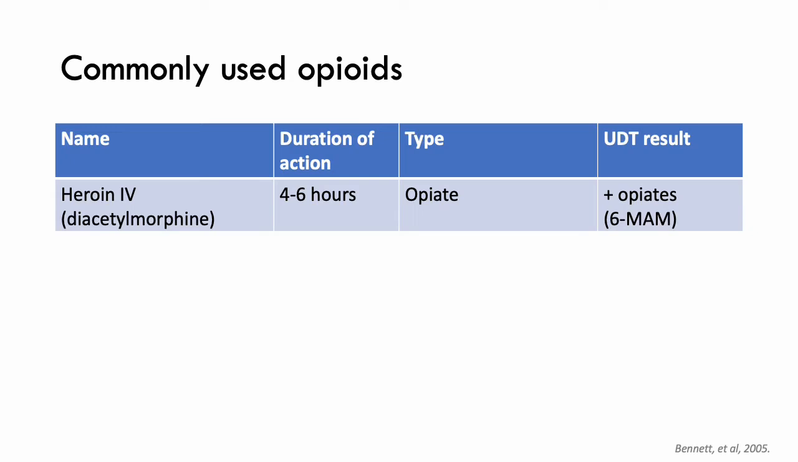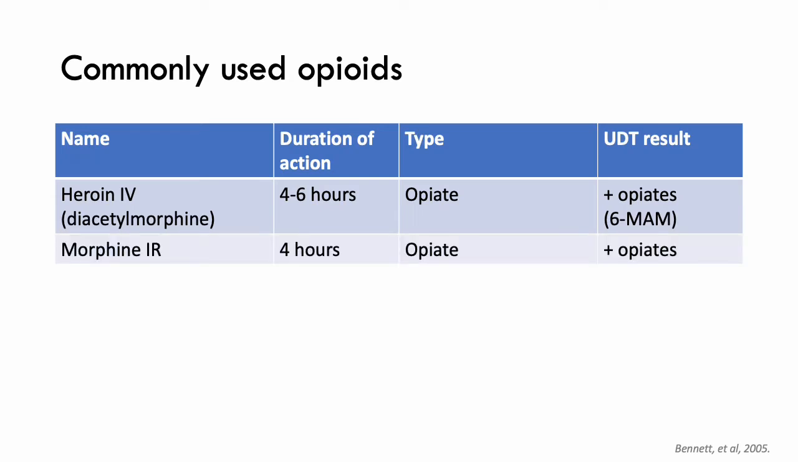Heroin is a natural opiate from the poppy plant, so on a drug screen looking for opiates it will come up positive. And 6-monoacetylmorphine is a unique metabolite of heroin, and its presence is pathognomonic for heroin ingestion. Next, we have morphine, another short-acting natural opiate. This will come up positive for opiates on a screening urine test.